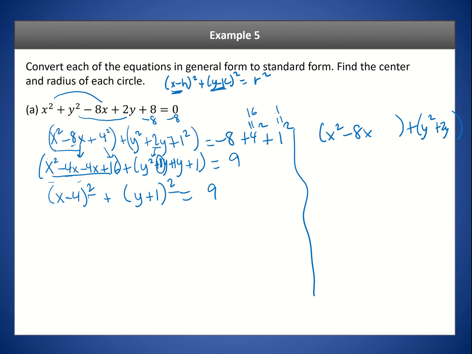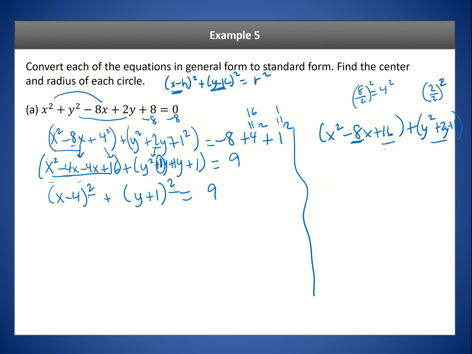So what we did is we take this number and cut it in half, right? So 8 divided by 2 is 4. And then we square it, right? So we do 8 divided by 2 is 4, and then we square it, and that gives us 16. Same thing here, 2 divided by 2 is 1, and then 1 squared is 1. That's how you complete the square, and that's exactly what we did here.